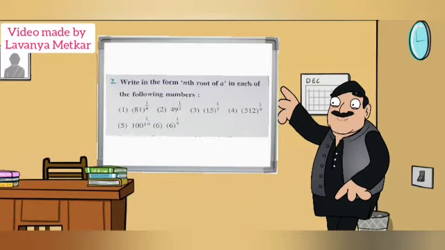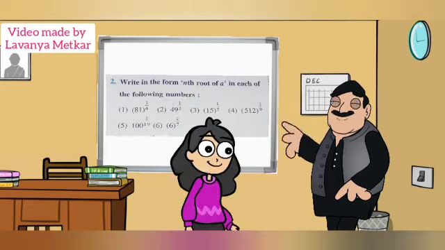Now, in this exercise, you have to write the following in the form of nth root of a. For example, the first question is 81 raised to 1 upon 4. So the answer is the 4th root of 81. In this way, you have to solve the rest of the sums. So, Chinky, can you come and tell me the answer of the second sum? The second sum is 49 raised to 1 upon 2. The answer will be the square root of 49. Yes, you are absolutely right, Chinky.